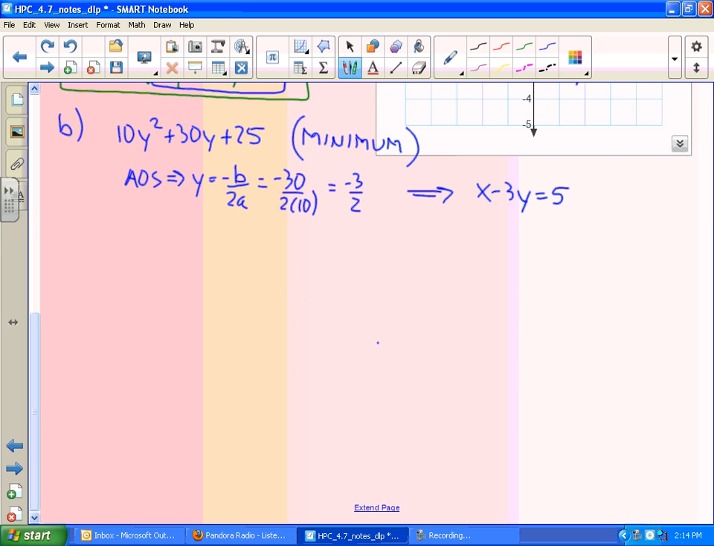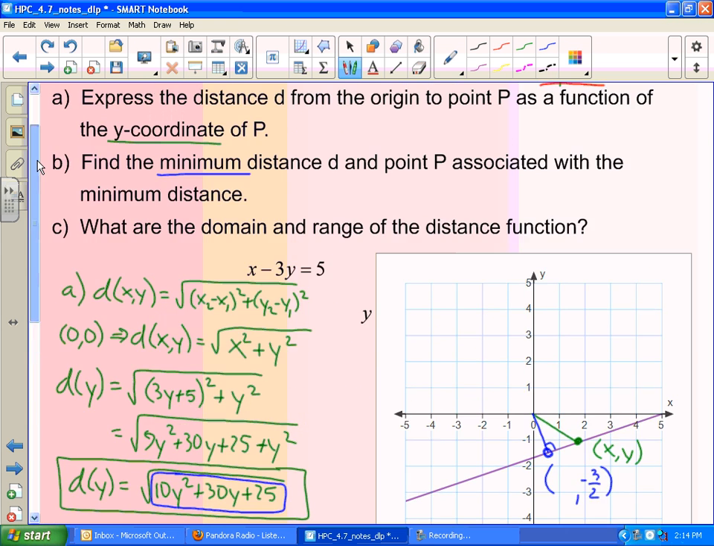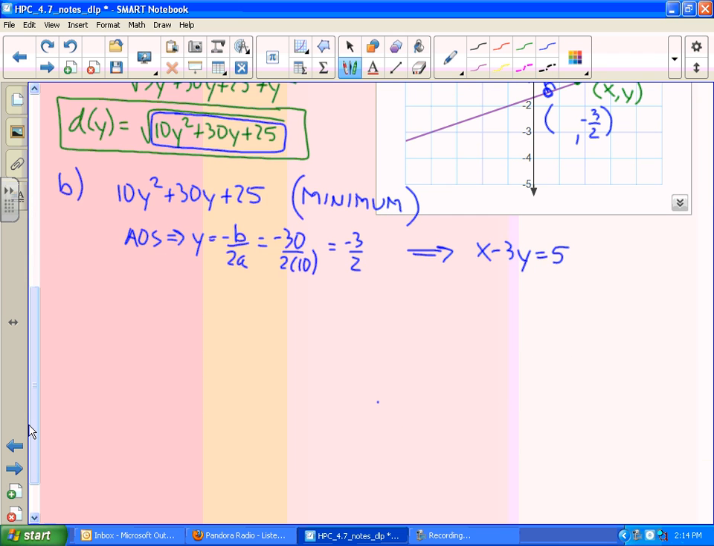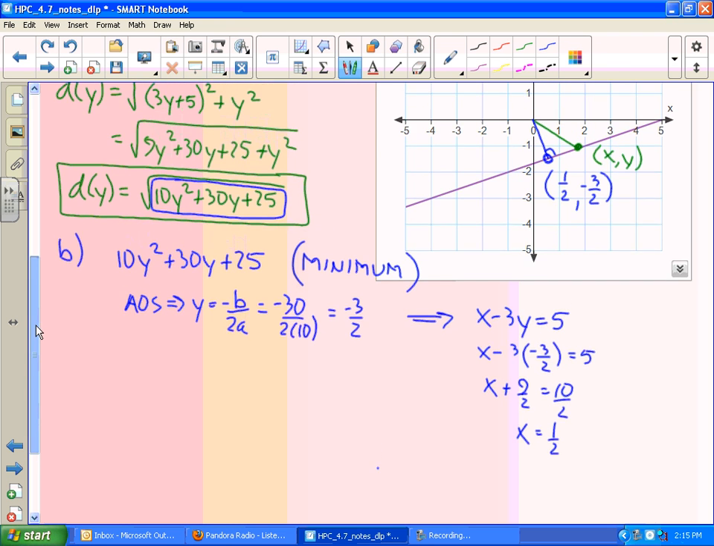Say that again. Good question. Why am I doing it to the original? Because is that a point that's on the purple line? It is. If it's a point on the line, I get to use the equation. All right, and we say that x minus 3 times negative 3 halves is equal to 5. So x plus 9 halves equal to 10 halves. So x must equal 1 half. There we go. We've answered part of question B. We found the point where they intersect.